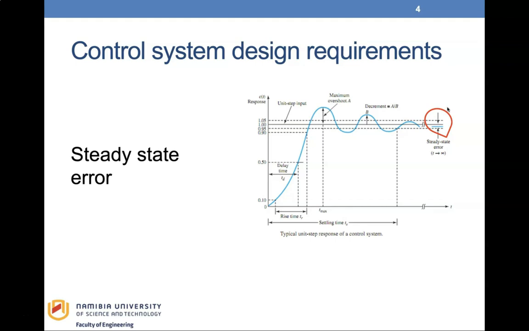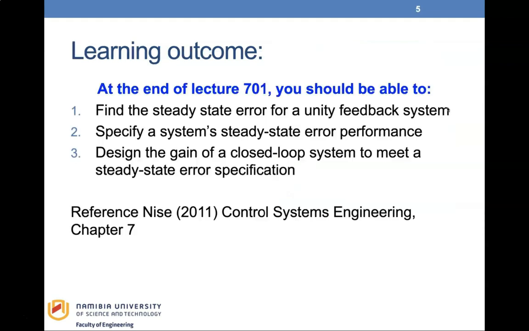The learning outcomes, therefore, for this lecture are: 1. You will be able to find the steady state error for a unity feedback system. 2. Specify a system's steady state error performance. And 3. Design the gain of a closed loop system to meet a steady state error specification. This lecture is based on chapter 7 of your textbook.